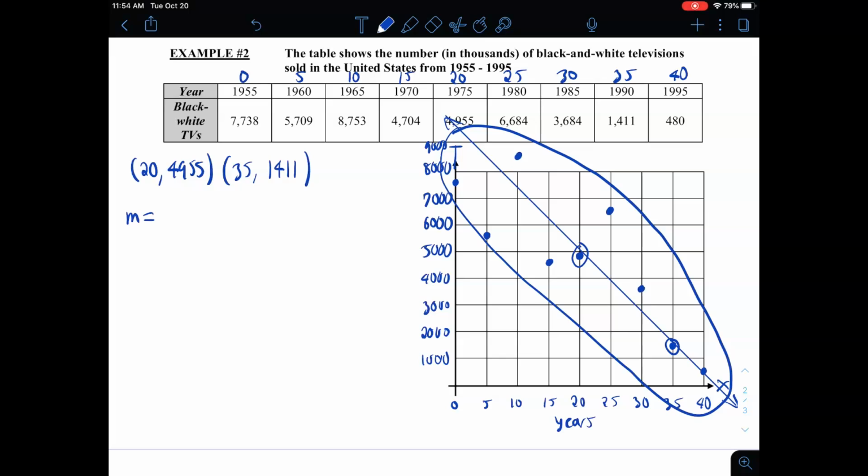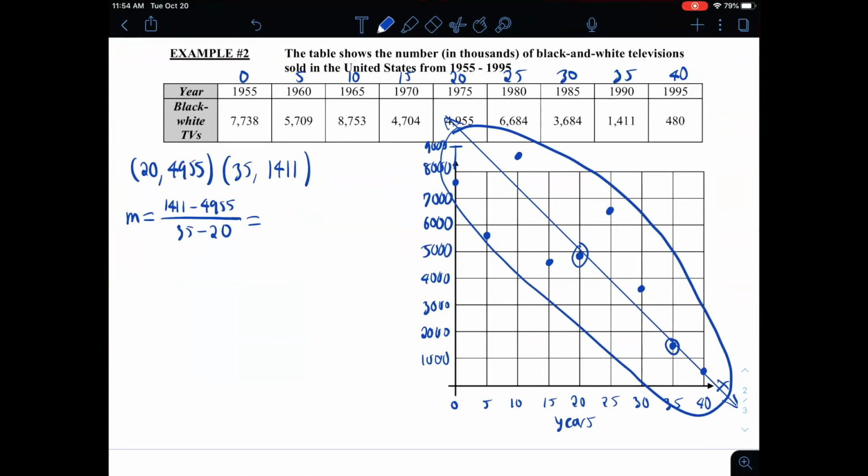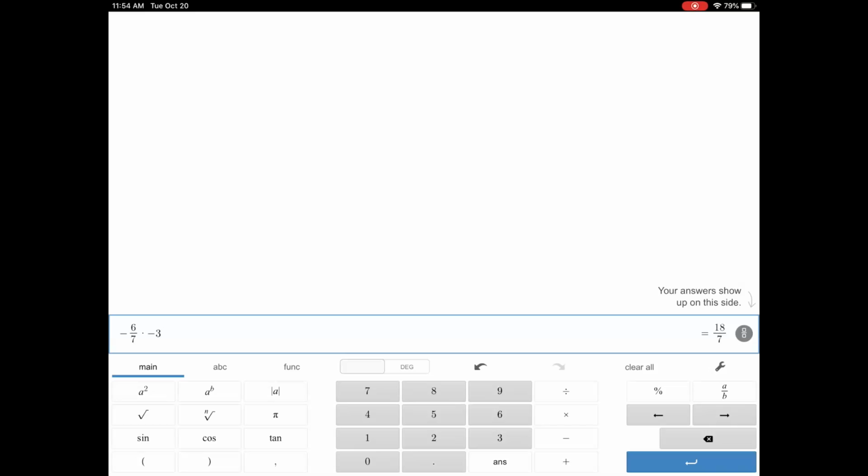m equals (y2 minus y1), so 1411 minus 4,955, over (x2 minus x1), which is 35 minus 20, which equals... So if we plug into your calculator, I'm going to do that right now. I'm going to give you a second to write this down. I want to show you how to use our scientific calculator now.